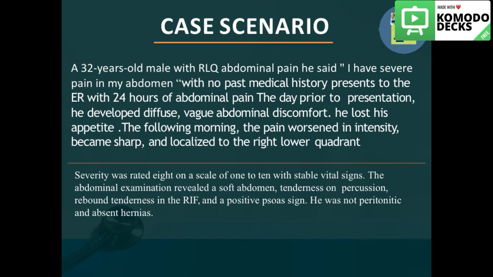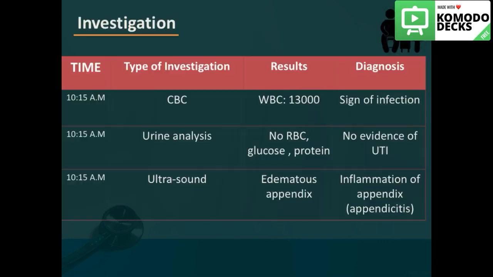The severity was rated 8 on a scale of 1 to 10, with stable vital signs. The abdominal examination revealed a soft abdomen, tenderness on percussion, rebound tenderness in the right iliac fossa, and a positive psoas sign. He did not have peritonitis, and there was no hernia.